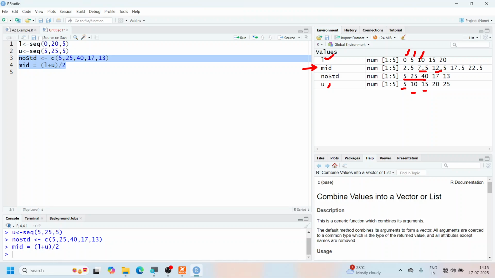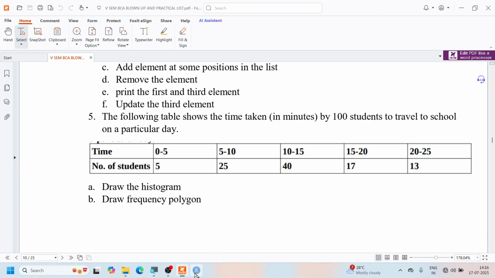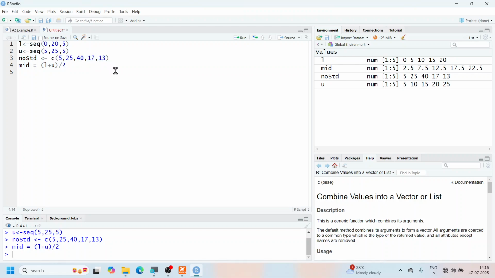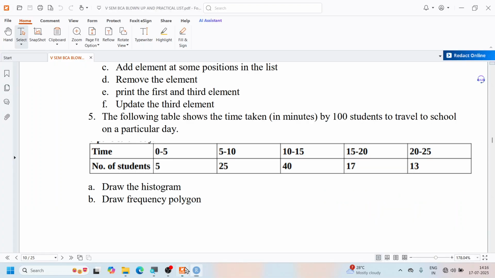And the number of students is as given in the question, that is what I have done over here. Now, how to get the histogram? So let's look at the histogram. Histogram will tell you how many times this is getting repeated.